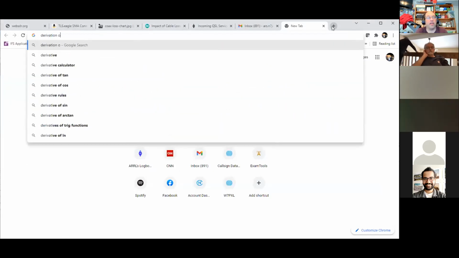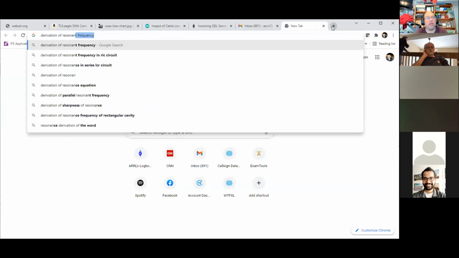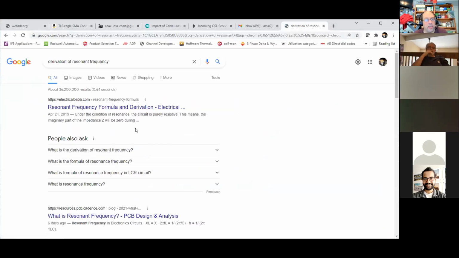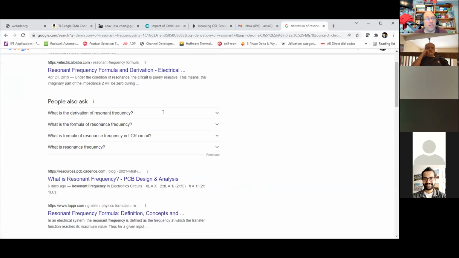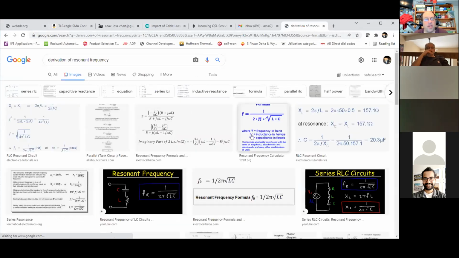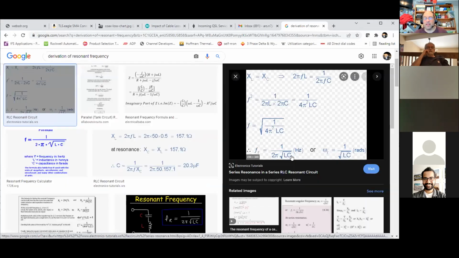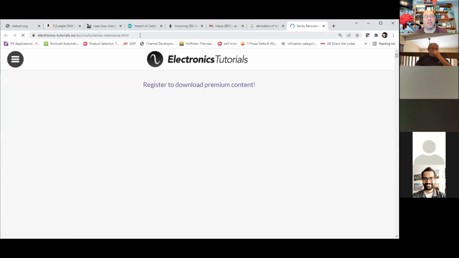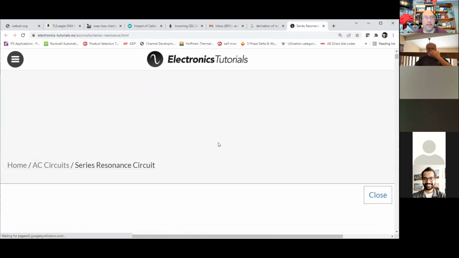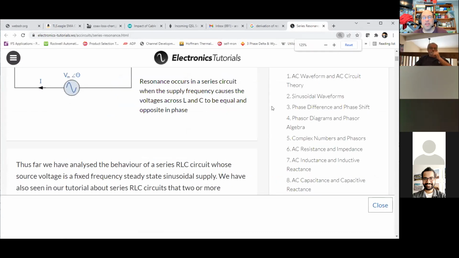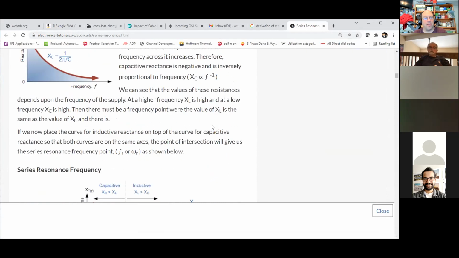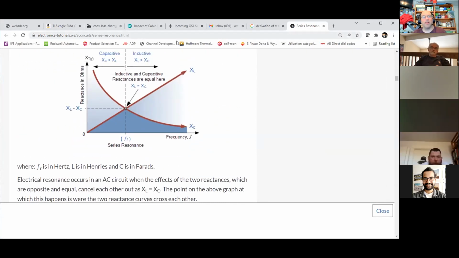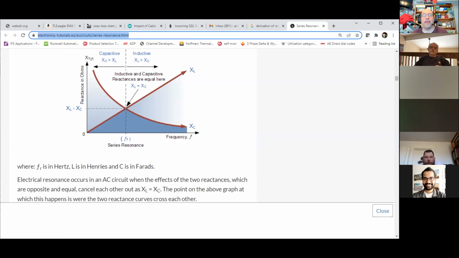Let's see, derivation of resonant frequency in an RLC circuit. Let's see if this helps. Resonant frequency. Derivation of resonant frequency. There we go. Yeah. Sure. Series resonance and parallel resonance circuits. There we go. Thank you. So I will put that in the chat.